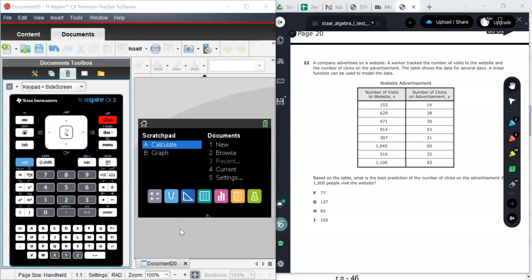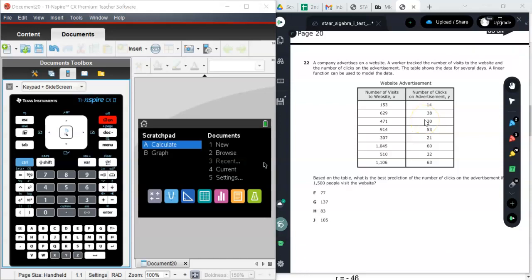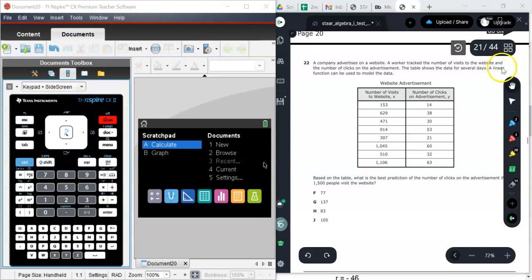In this video, I'm going to review how to do linear regression, which is to take a set of data like you see in this question over here and put it into your calculator in a spreadsheet or table and actually get the calculator to tell you the line that models that data. In this example, on number 22, it says it is a linear function.